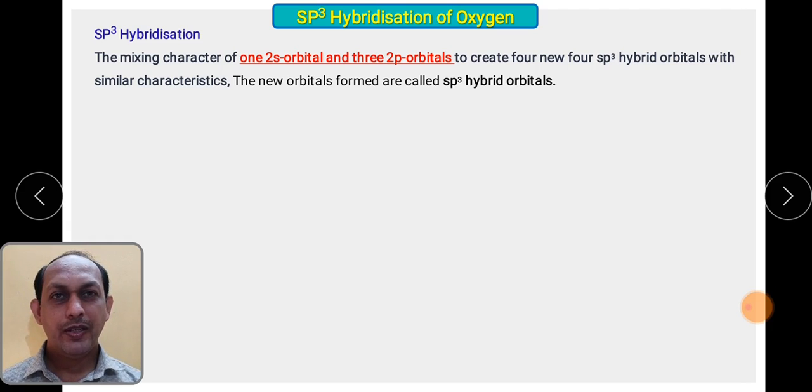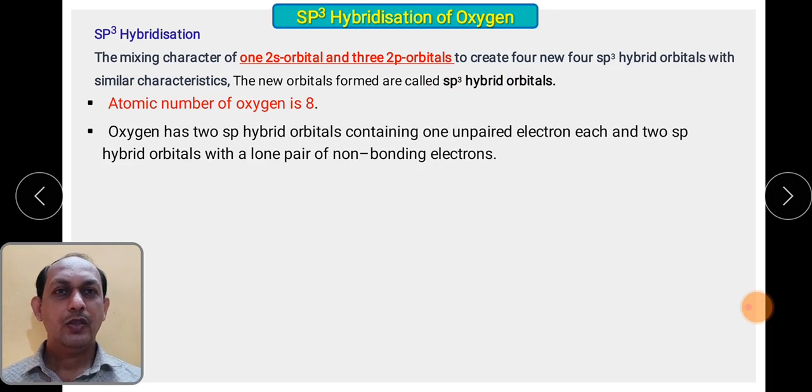So first we will define what sp3 hybridization is. As we know, sp3 hybridization is nothing but the mixing of one 2s orbital and three 2p orbitals to form 4 new sp3 hybrid orbitals with similar characteristics. So what are the new orbitals which are formed? They are called sp3 hybrid orbitals. As we know, oxygen has atomic number 8. So oxygen has 2 sp3 hybrid orbitals containing 1 unpaired electron each, and 2 sp3 hybrid orbitals with lone pairs of non-bonding electrons. This particular thing I will explain to you.